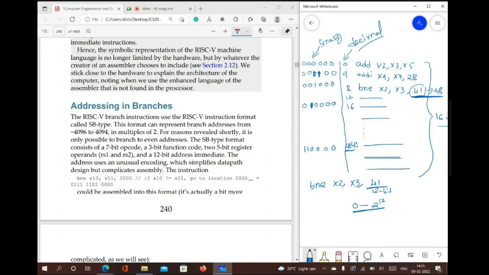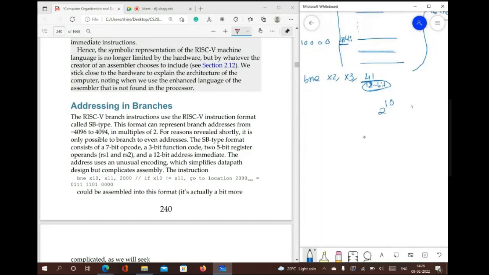So the maximum memory address that you can address is 2 to the power 12, which means at max 2 to the power 10 instructions, not more than this. If your BNE is limited to 12 bits, meaning this L1 is limited to 12 bits, then the maximum program length cannot be more than 2 to the power 10 instructions. Why? Because suppose you have a program.